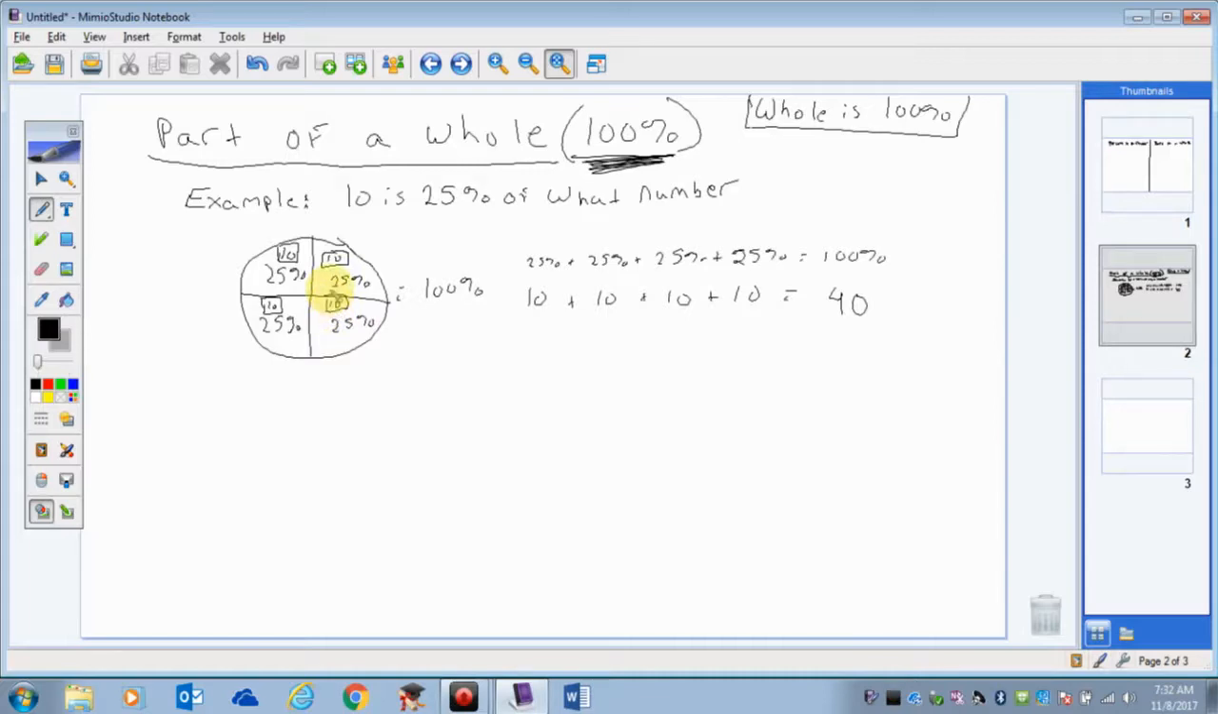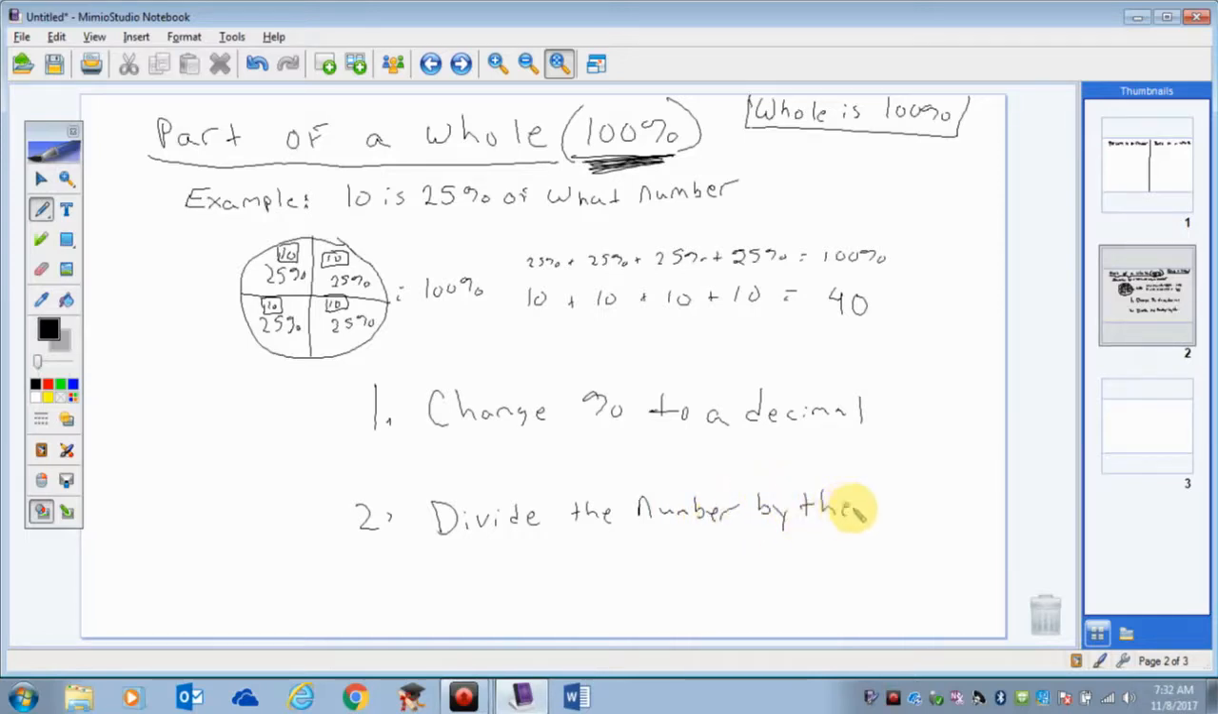Instead of doing like we did yesterday, to where we take the percent, change it to a decimal, and multiply, when you're trying to find part of a whole, step 1 is going to be change the percent to a decimal. It's the same as yesterday on step 1. But step 2, instead of multiplying, you're going to divide. Step 2 is going to be to divide the number by the decimal to find the whole.